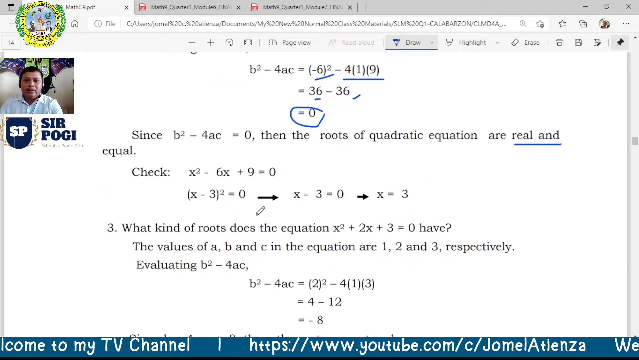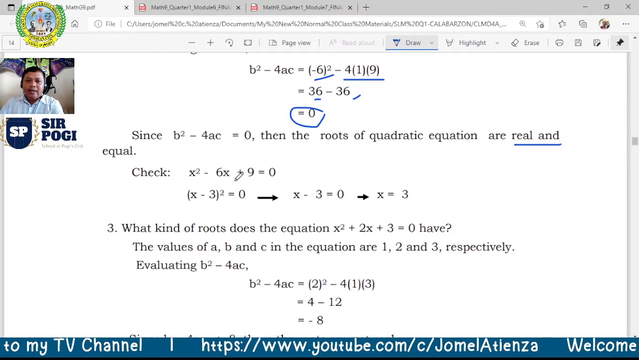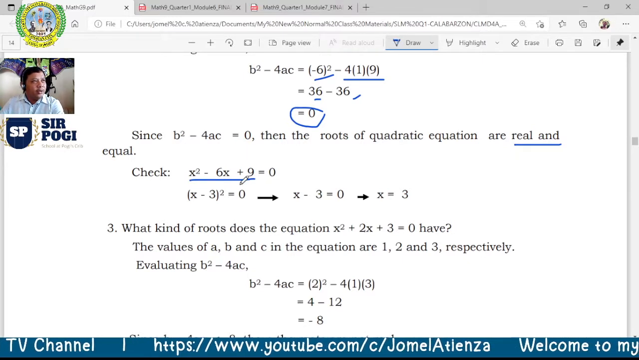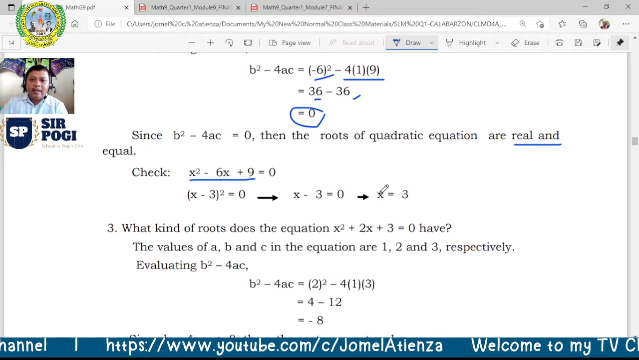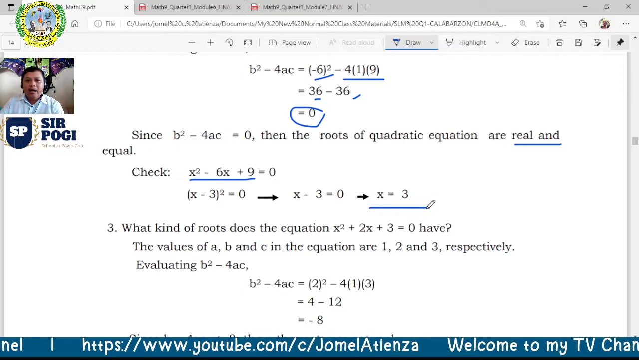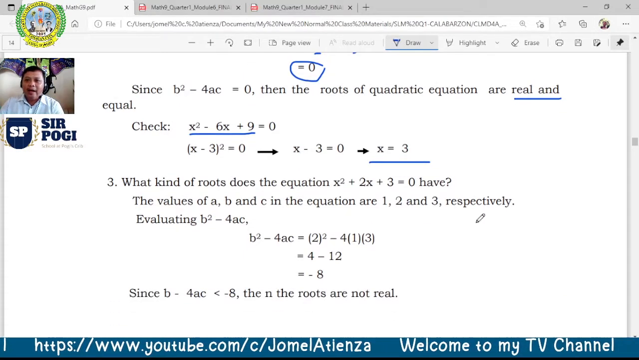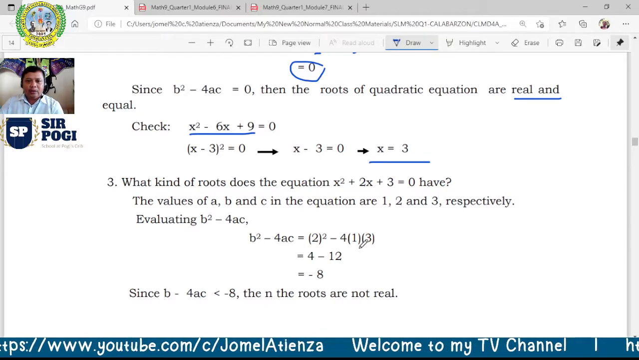Okay? So to check, we have x squared minus 6x plus 9, and that is a perfect square trinomial. So using factoring, we have now x is equal to 3 as the solution. Okay? So tama yung ating value and the nature of roots.